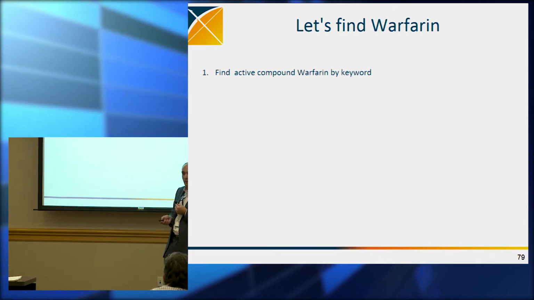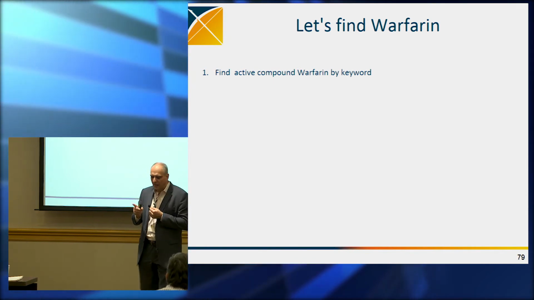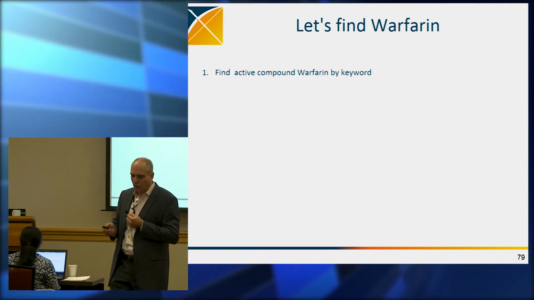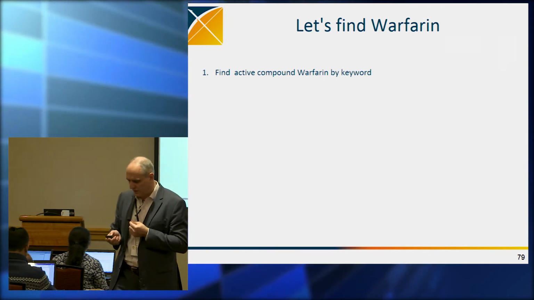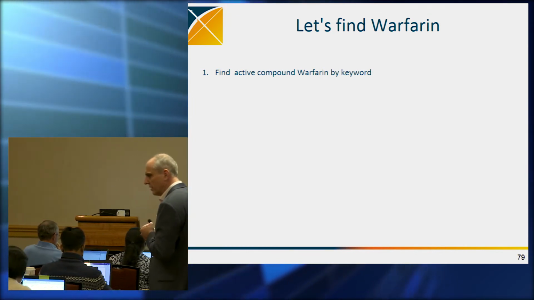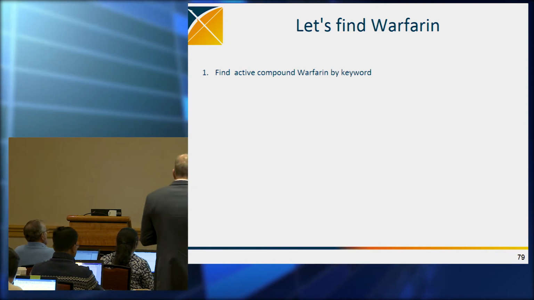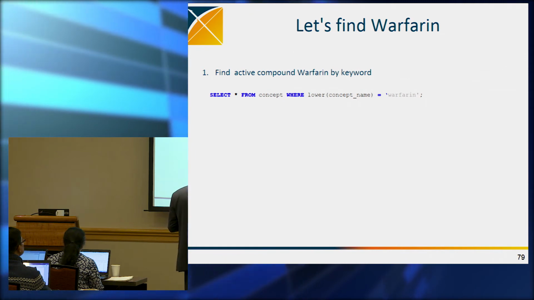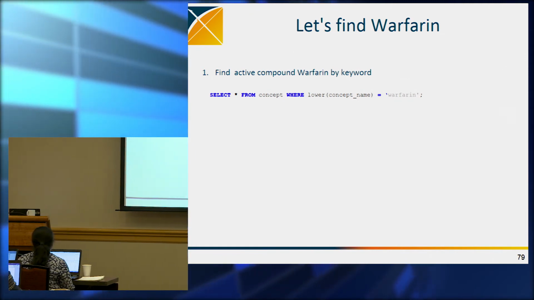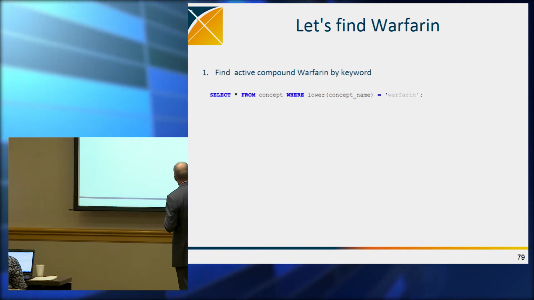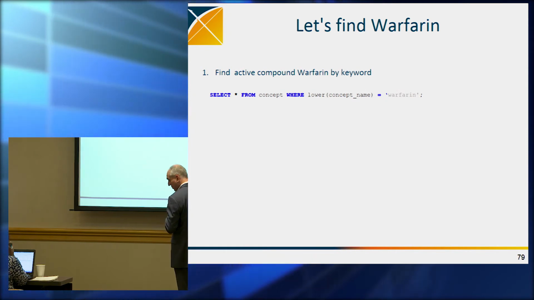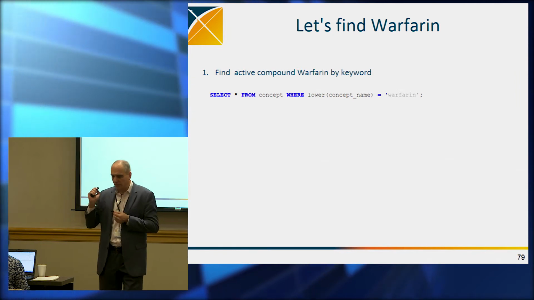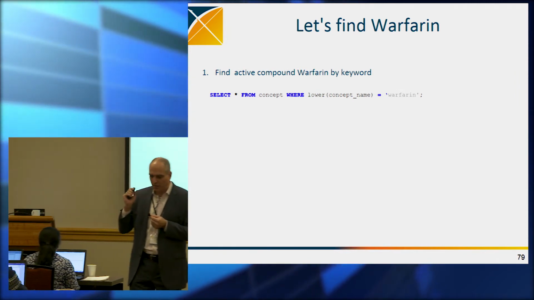Let's find Warfarin and dabigatran. I think because the database you have is older and doesn't have dabigatran, we use Clopidogrel, which is also a blood thinner. It doesn't matter. The idea is the same. All right, let's find Warfarin by keyword. Select star from concept where lower concept name equals 'warfarin'. We try to get away from whether it's spelled with a capital W or not. I always use lower to get out of this stupid spelling stuff.